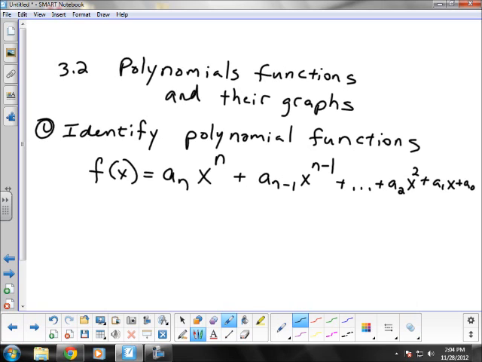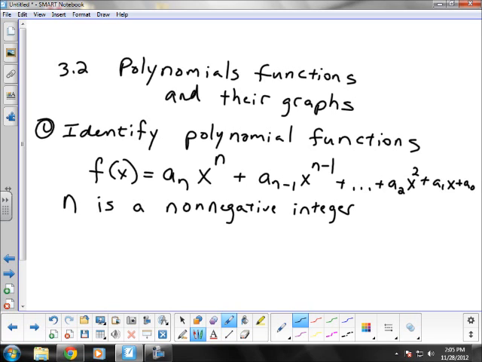Now the thing that makes it a polynomial is that n, and all the subsequent n's as it goes down by 1, has to be an integer. n is non-negative, so it can't be negative either. So it can't be like the square root of x. That's not an integral exponent.